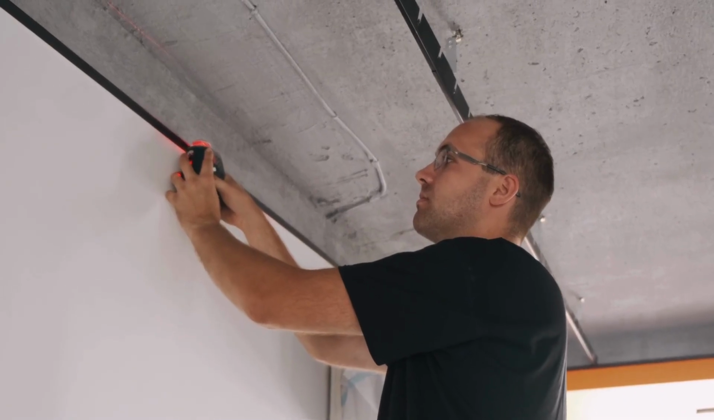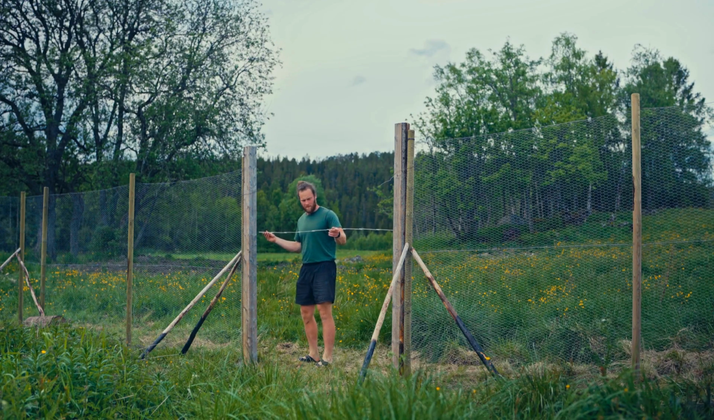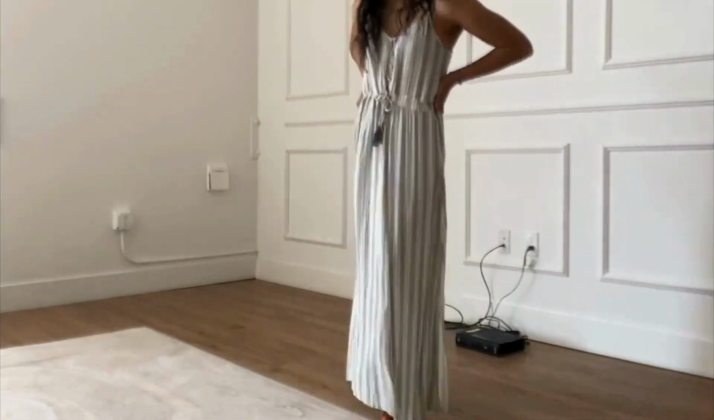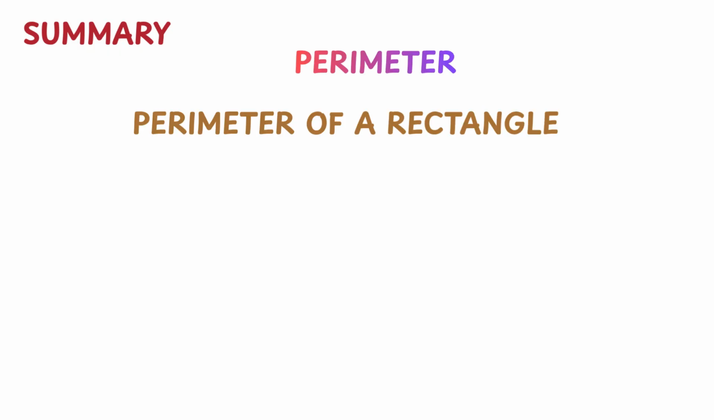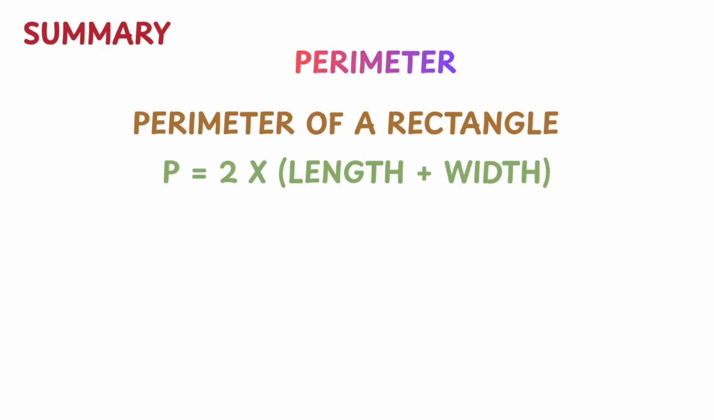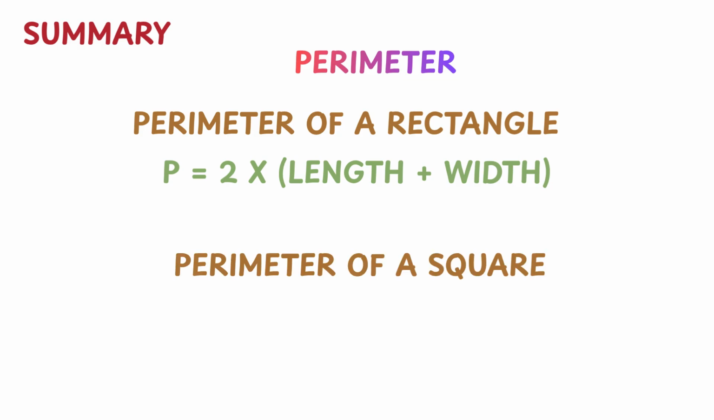We use perimeter in real life every day. For example, when building fences around a garden, or measuring the border of a sports field, even decorating the edges of a room. So remember, perimeter is the distance around a shape. And for rectangles, we use the formula P equals 2 times length plus width. And for squares, we use the formula P equals 4 times length. If you can walk around it, you can measure its perimeter.